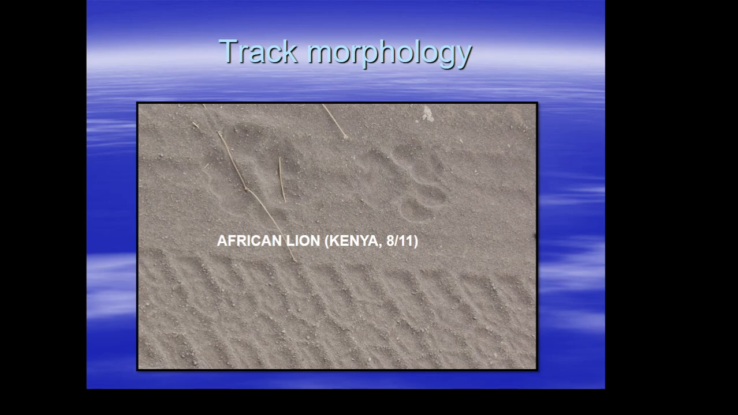Okay, let's start by talking about track morphology. Morphology is just the fancy word for the form, studying the form of the track. So we want to look at the track, want to look at all the different parts, get all kinds of clues for it that we possibly can.